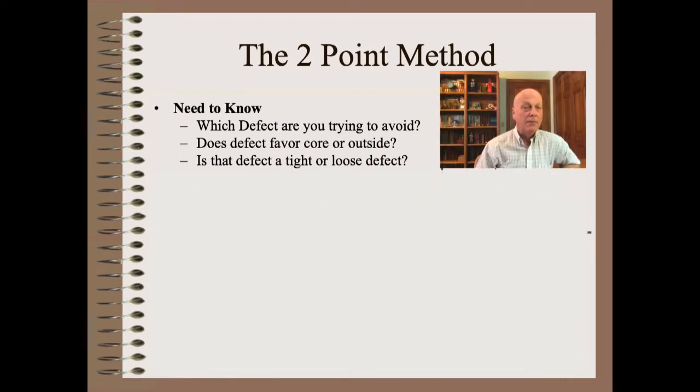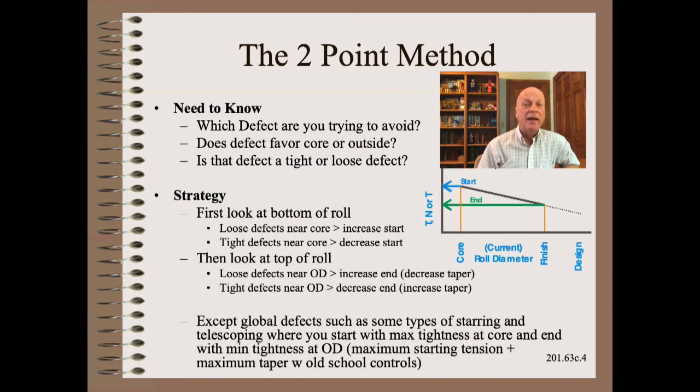A longer but much better answer depends on the operator or engineer knowing just three things. Which defect are they trying to avoid? Does that defect favor the core or the outside? Is that defect a tight or a loose defect? Knowing just those three things is the strategy that determines which winder settings are best.